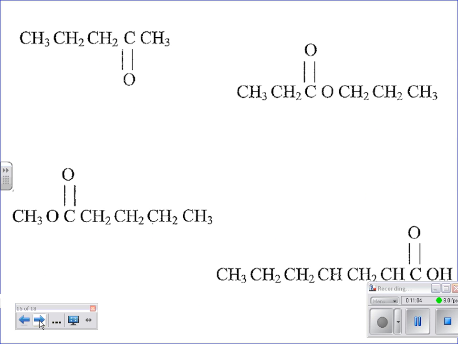Okay, next one, again, we have a double bonded oxygen that is coming off of a carbon, and it's not terminal, so it's got to be a ketone. And we see that we've got 5 carbons, so that's going to be a pentanone. And our double bonded oxygen is coming off of carbon number 2.